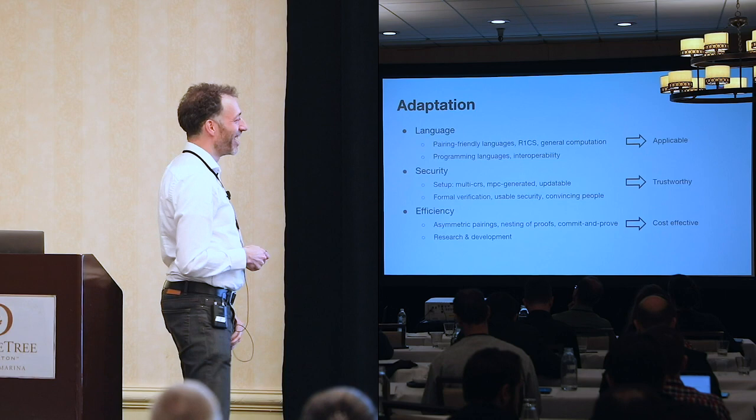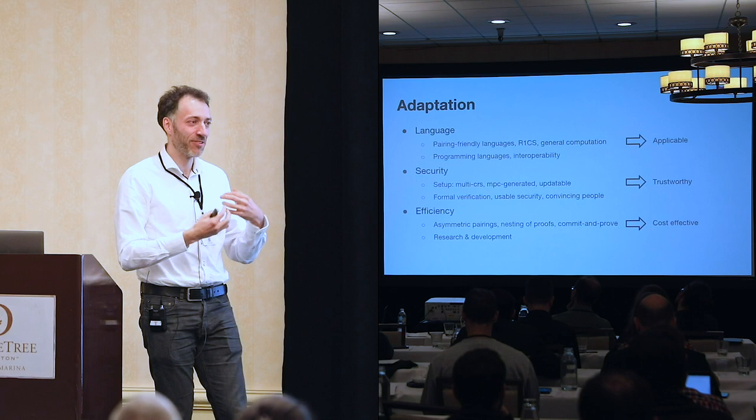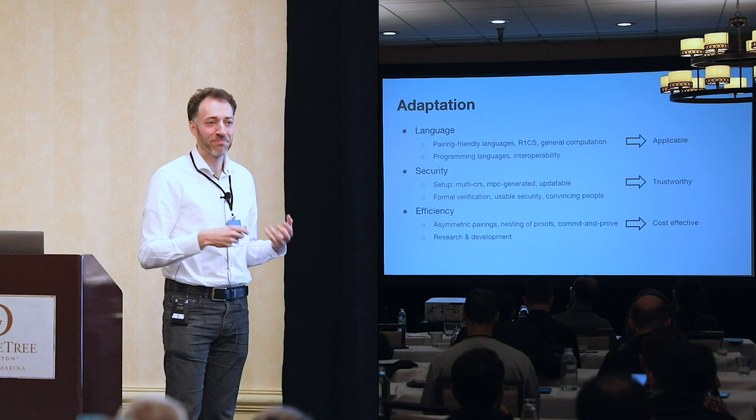And then there's been lots of interesting things done on the efficiency side. Of course, early on we started with composite order groups, but now we switched to asymmetric pairings because those are the most efficient. There have been very nice works on nesting proofs. I really like this idea of having different elliptic curves that map into each other, and suddenly you can prove things about them. You get fully succinct SNARKs. Commit and prove is probably going to give us efficiency too, because now you don't have to commit many times to the same thing over and over. So it's really a question of making these proofs cost effective.